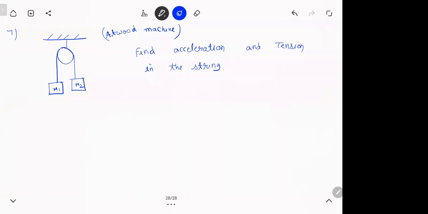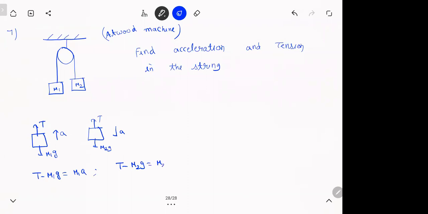Let's see. First thing, the free body diagram. Tension, M1G. Let this go up. Tension, M2G. This will go down. Then the equations. T minus M1G is M1 into A. M2G minus T is mass M2 into acceleration.